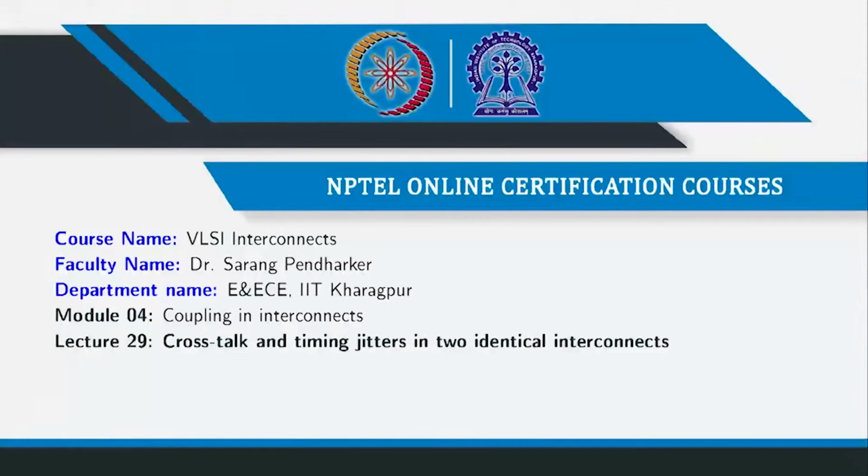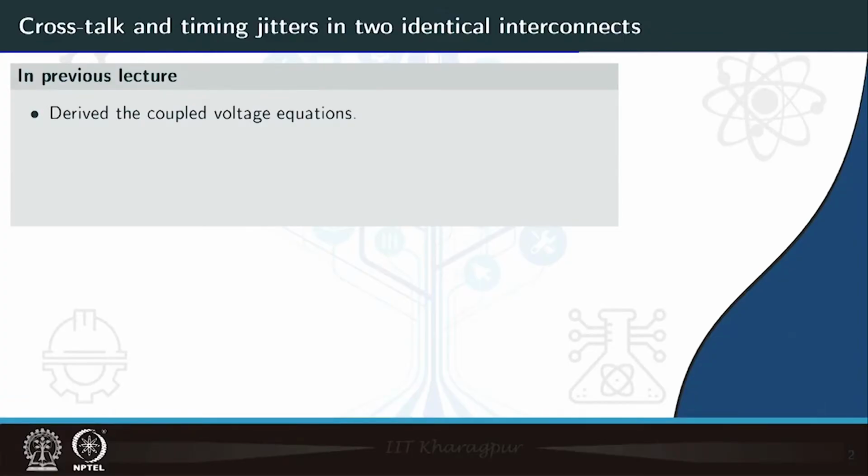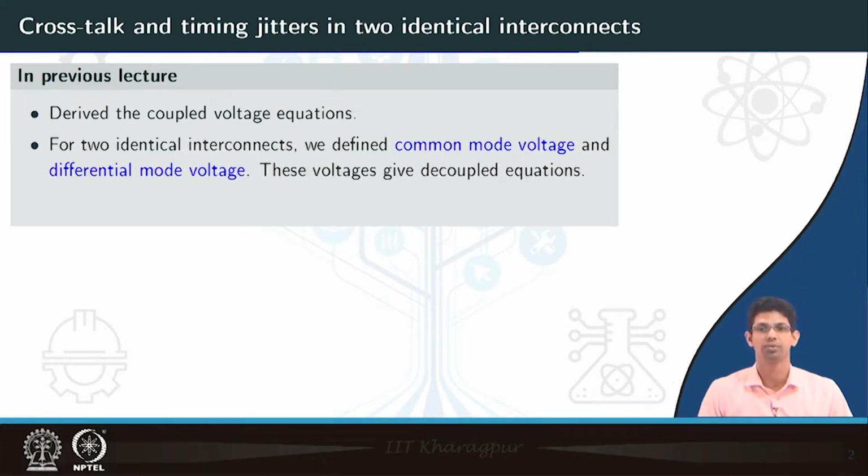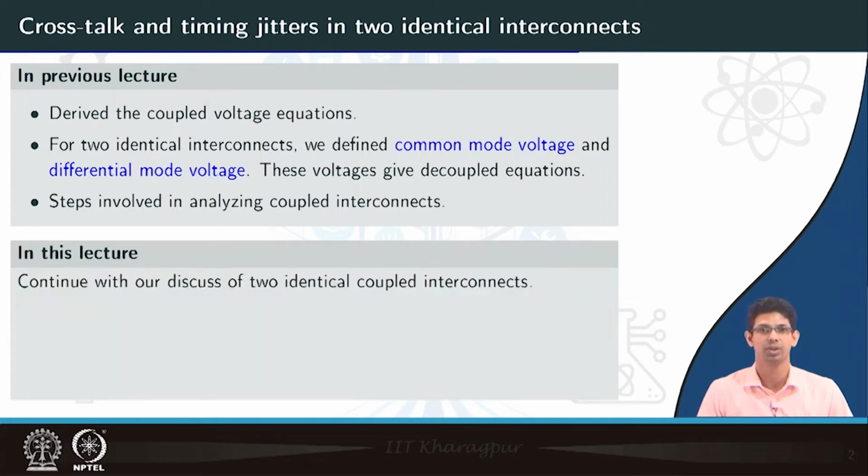Hello everyone, welcome to the 29th lecture of the VLSI Interconnects course. We are in the 4th module and we are discussing coupling in interconnects. In the previous lecture, we derived the coupled voltage equations. We saw that for two identical interconnects we can define a common mode and differential mode voltage, which allows us to decouple the equations, and then we saw the steps involved in analyzing these decoupled interconnects.